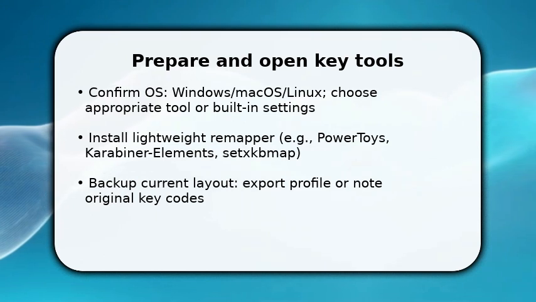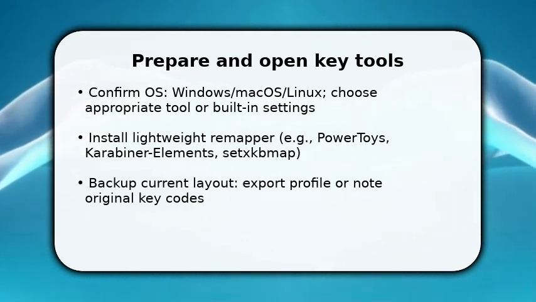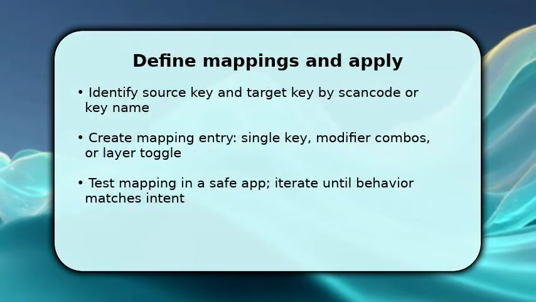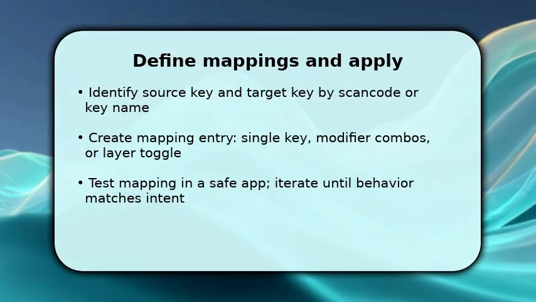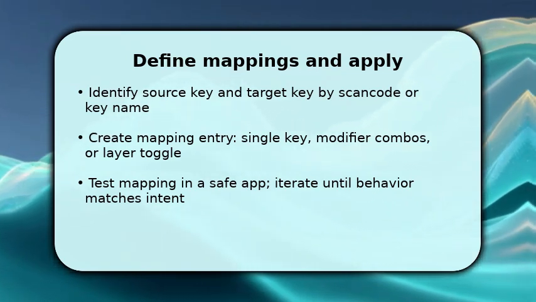Now locate the section for key assignments or a raw keycode input. This is where you will make the first concrete change to a single key mapping. You now define the actual mapping, specifying the source key and the target action or key code. Use scan codes when available for precision.